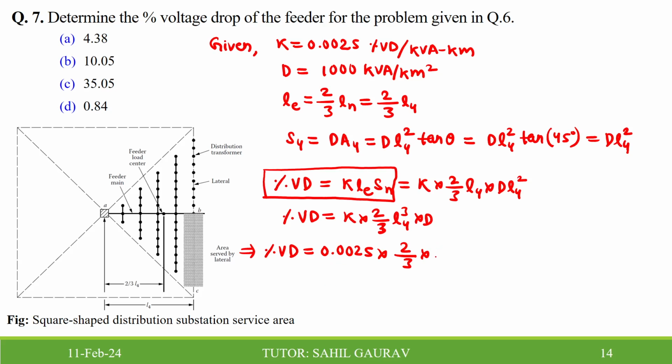So L4 we have computed, that is 1.38 kilometer, and D is 1000 kVA per kilometer square. So here I am writing everything in terms of kilo, therefore I have not changed any expression. If you simplify this, it will come as 4.38%. So A is the correct answer.